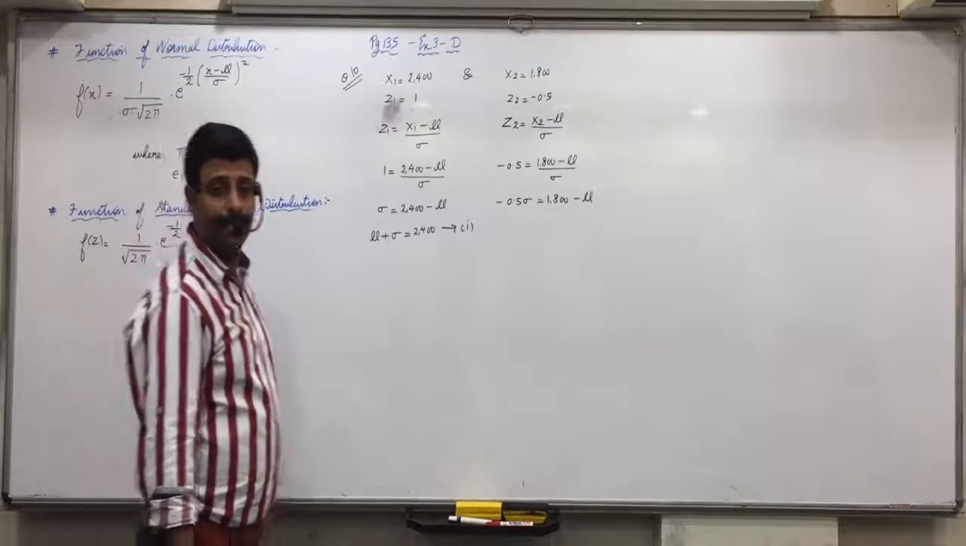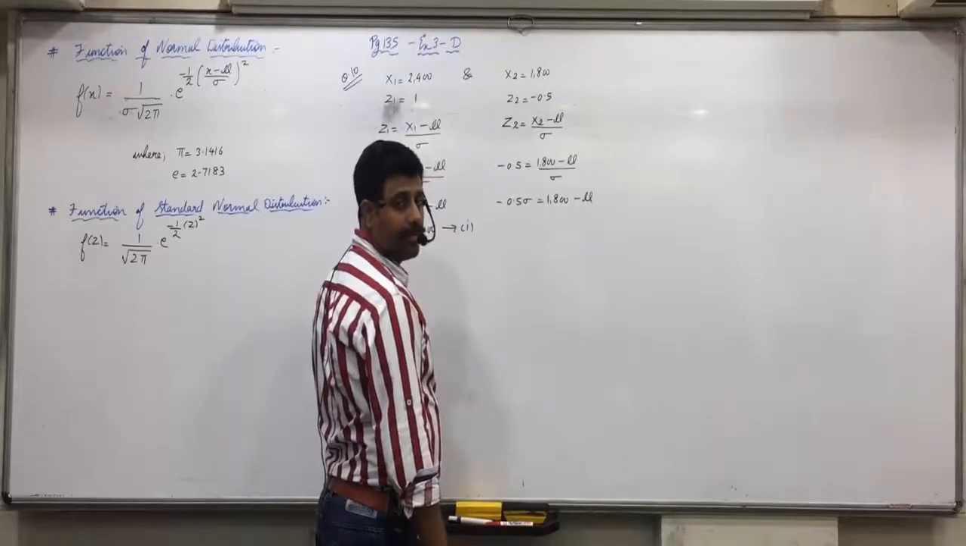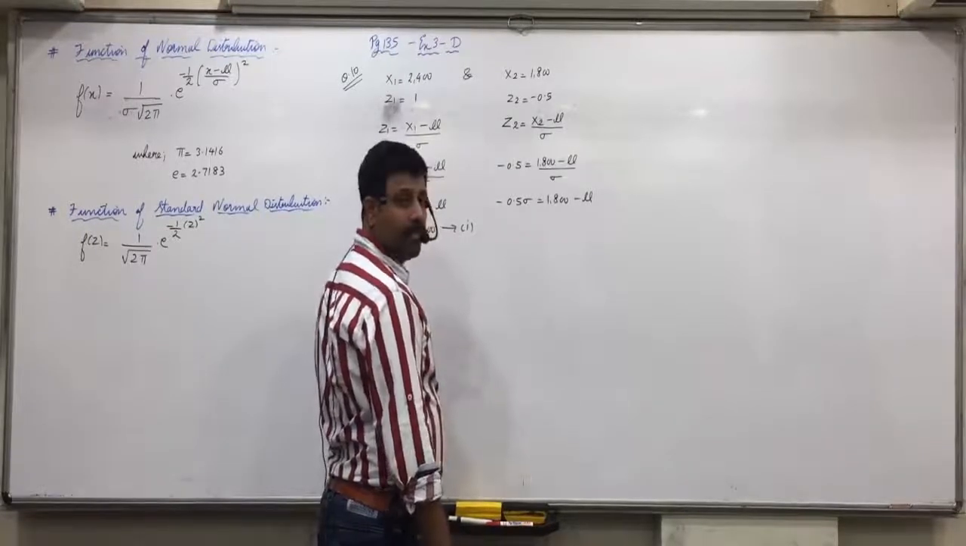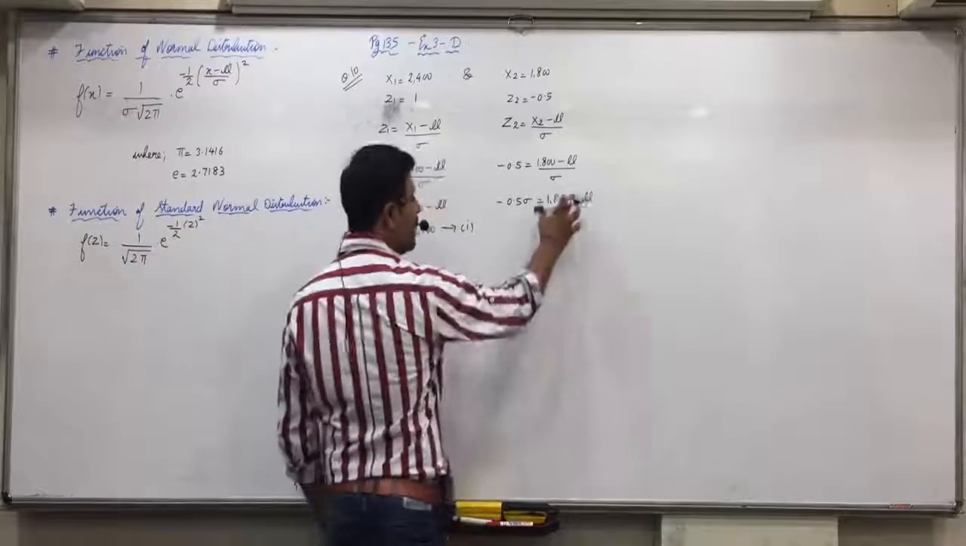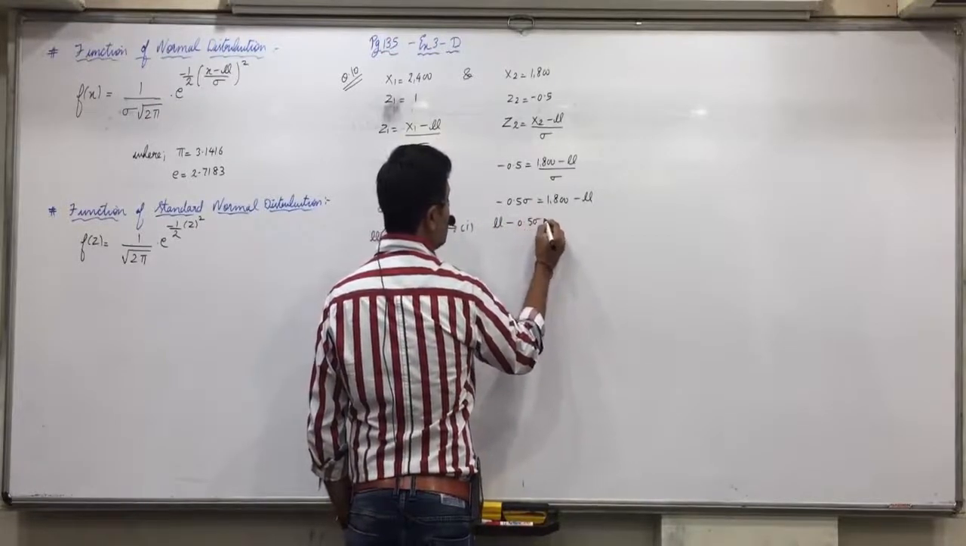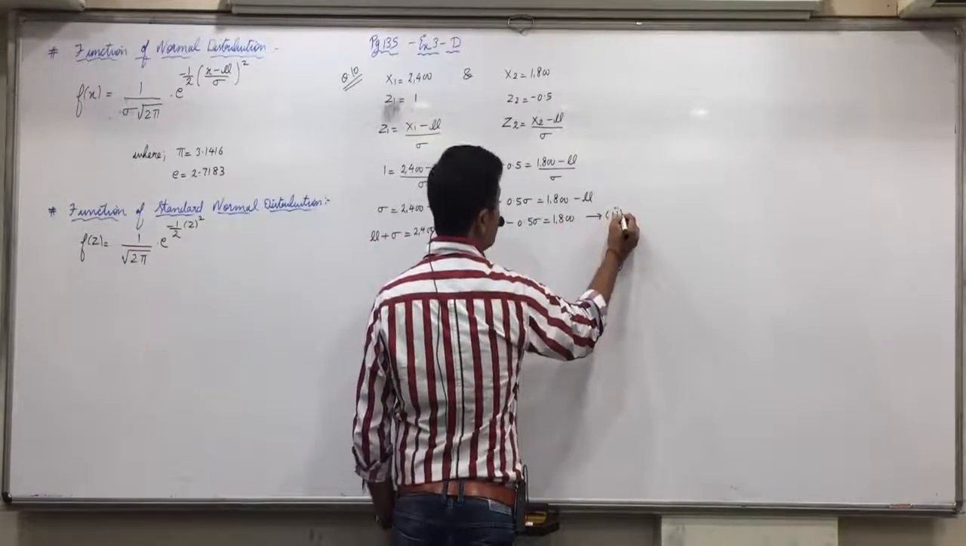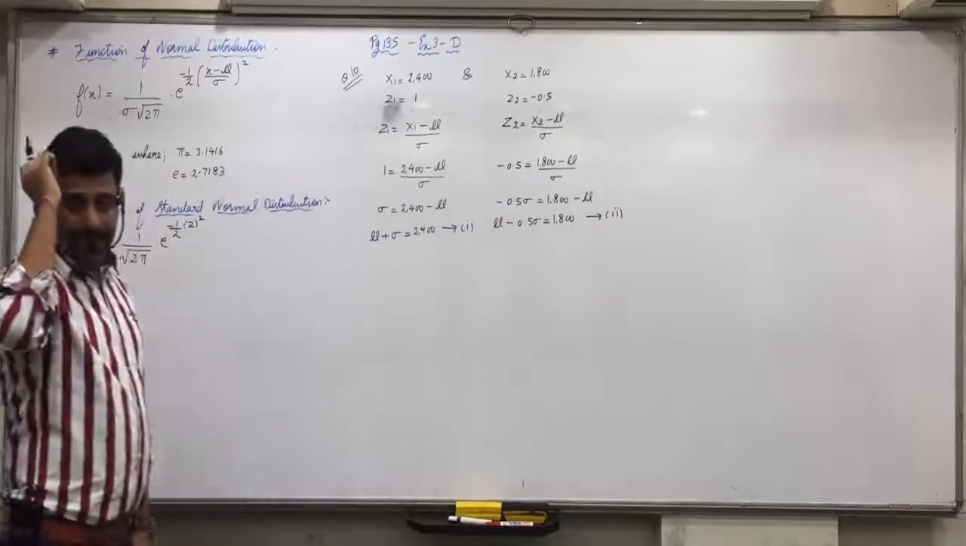Next, minus mu on the left side will become plus. So mu minus 0.5 sigma equals 1800. Mark it as 2. Did everyone understand this?